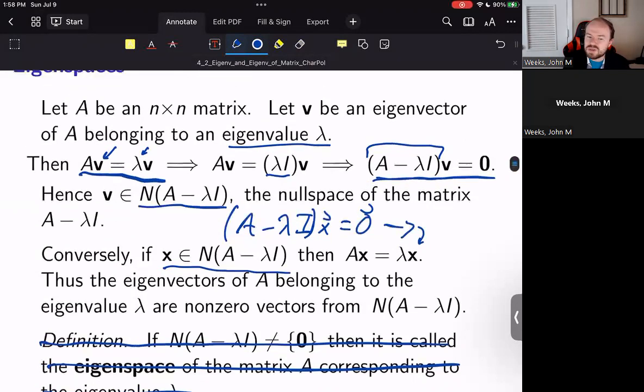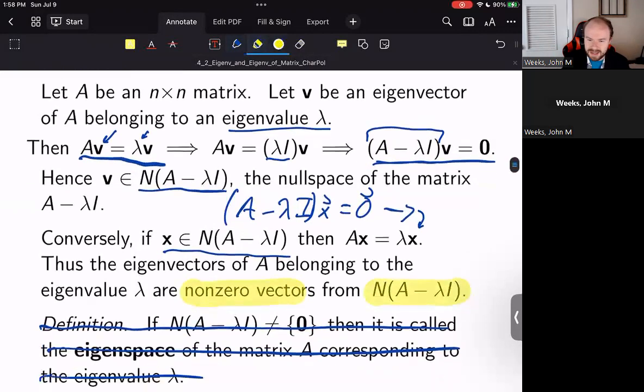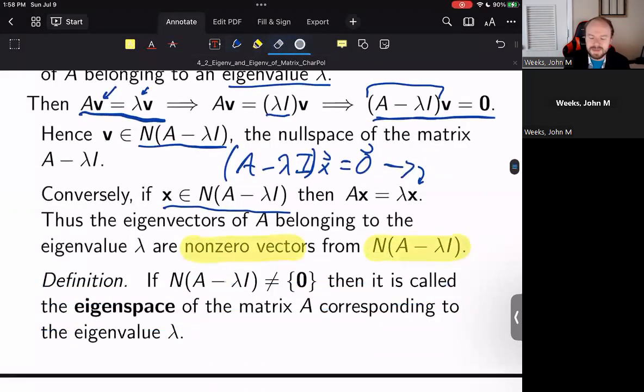So the eigenvectors of A belonging to the eigenvalue lambda are the non-zero vectors, non-zero because we don't want 0 to be an eigenvector, from the null space of A minus lambda I. This is what we define to be the eigenspace, this subspace of the vector space we're working in. As long as this null space is not just the 0 vector, otherwise we'd say there's no eigenspace, it's called the eigenspace of the matrix A corresponding to the eigenvalue lambda.